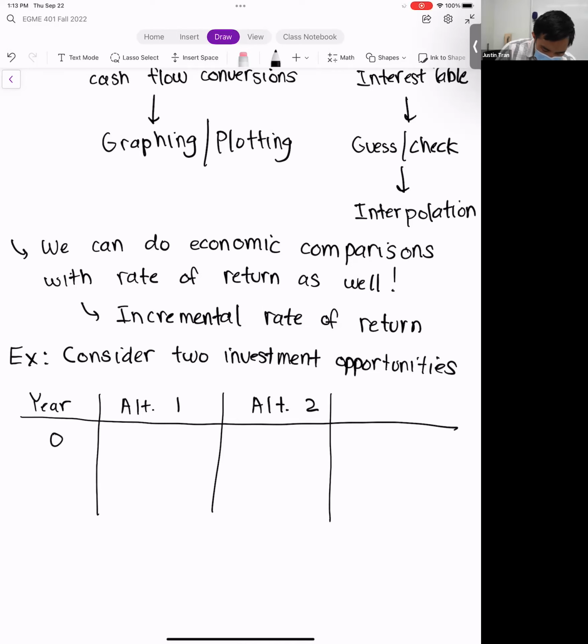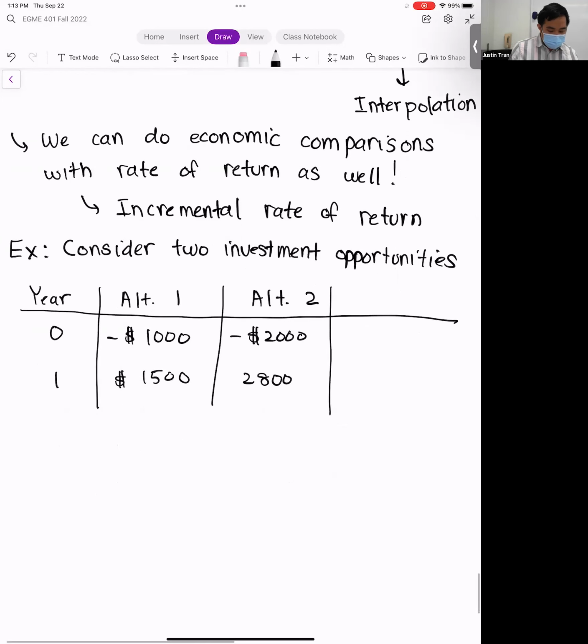And just for the sake of simplicity, this will be a 1-year investment. So for both these cases, you're going to deposit some amount of money into an account today, and then 1 year later, you're going to reap the benefits. For alternative 1, if you invest $1,000, 1 year from now, you're going to get $1,500. For alternative 2, you're going to invest $2,000, and you're going to get $2,800.